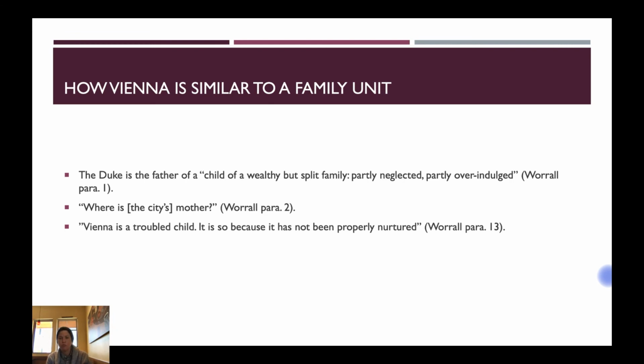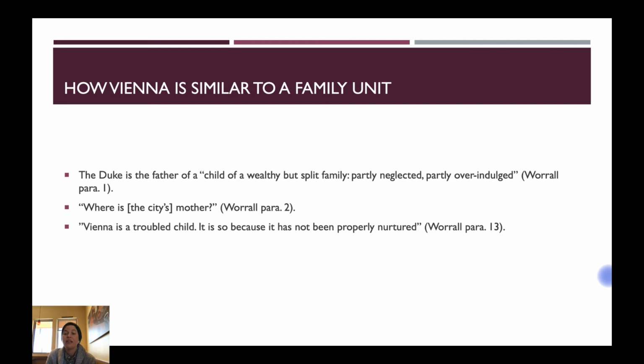So how is it similar to a family unit? Well, Worrall indicates in paragraph 1 that the Duke is the father of a child of a wealthy but split family, partly neglected, partly overindulged. They've been allowed to do whatever they want, and so because of that, they are now spoiled. They can make choices without recognizing the consequences. They don't have any laws to follow. He then poses a question: where is the city's mother?